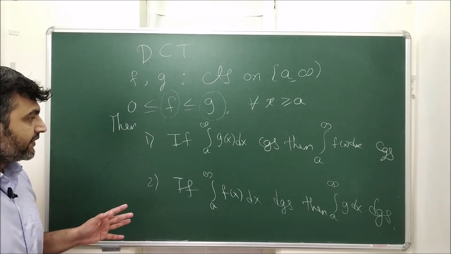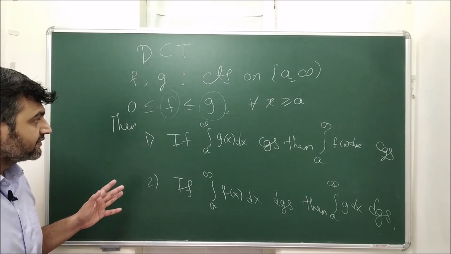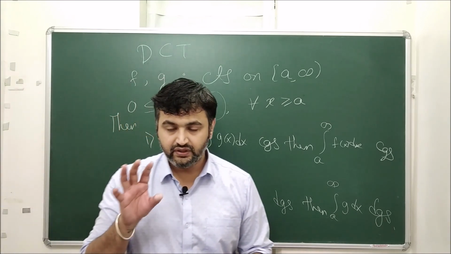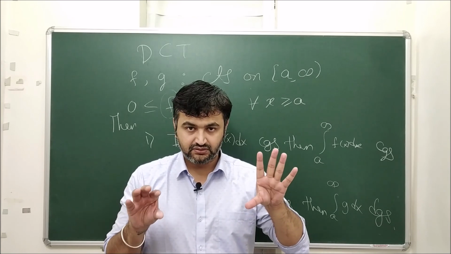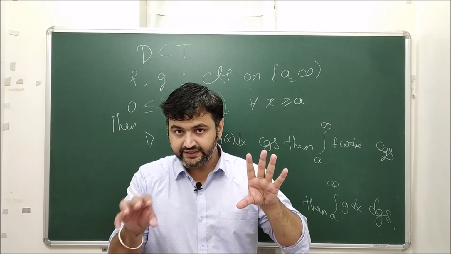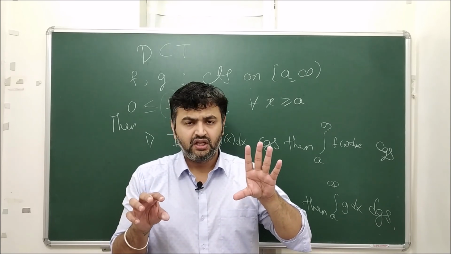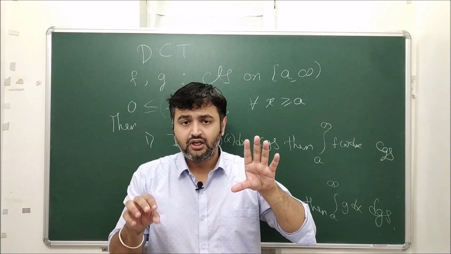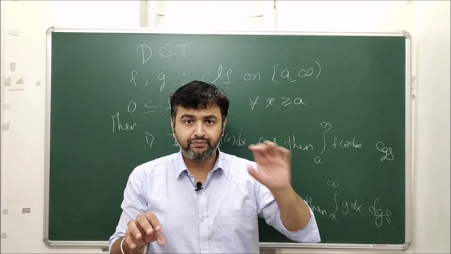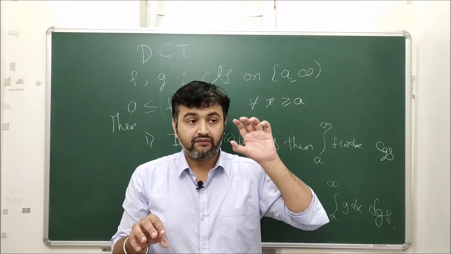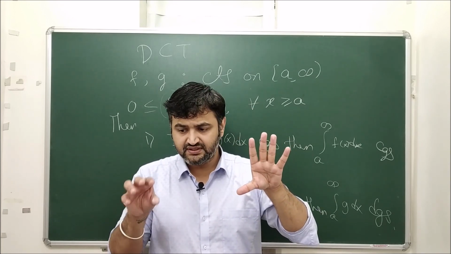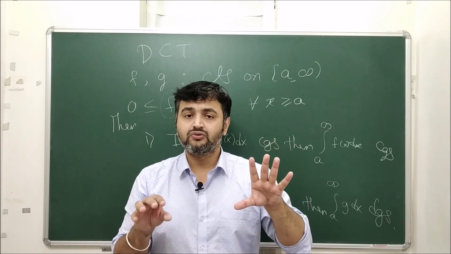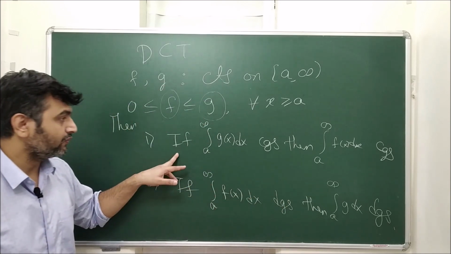So that's the statement. Now don't learn this theorem in terms of f and g. How will you learn this theorem? One function is less than another function. Now if the integral of the smaller one diverges, then obviously the bigger integral also diverges, because this is bigger than this. So if the smaller diverges, the bigger also diverges. If the bigger converges, then obviously this is less than this. So if the bigger converges, then the smaller also converges. And that's what I have written over here.